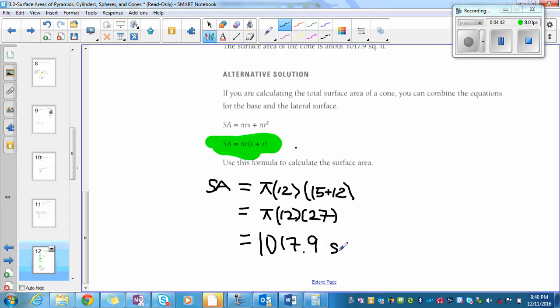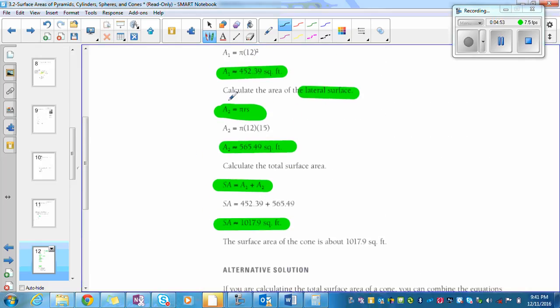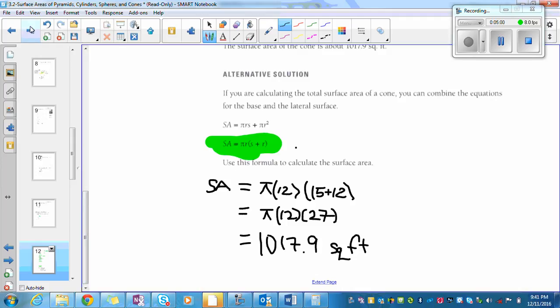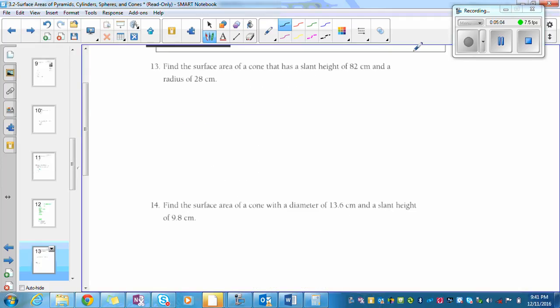Now this formula will only work if you're going to include the circular base. If you're not going to include the circular base, then you just have to use this lateral surface. This area is equal to pi rs. Okay? So try a couple of these areas of a cone. Good luck!